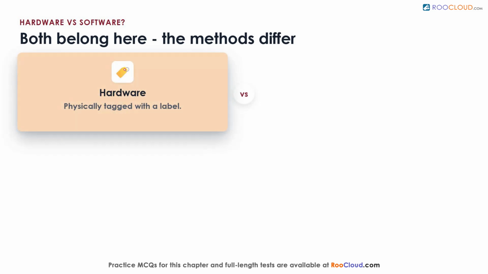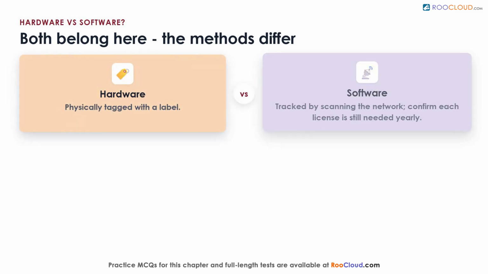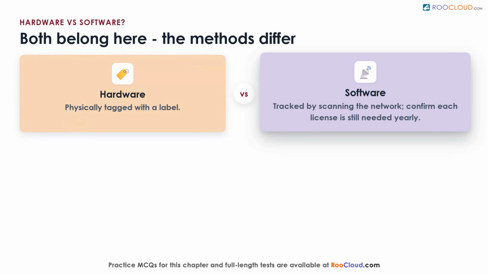So does hardware get tracked the same way as software? Both belong under asset management, but the methods differ. Hardware is often physically tagged with a label. Software is usually tracked by scanning the network. Each year, you confirm a given license is still needed.